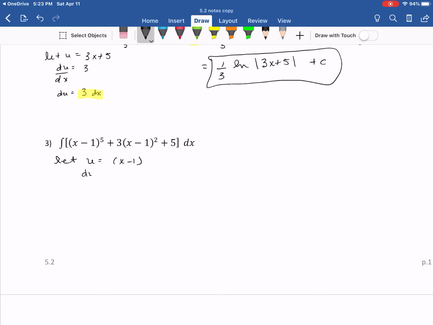All right, so then du dx is equal to just 1. Or how about we say that du is equal to dx. This becomes my du. And everything else, the expression x minus 1, is going to be u.